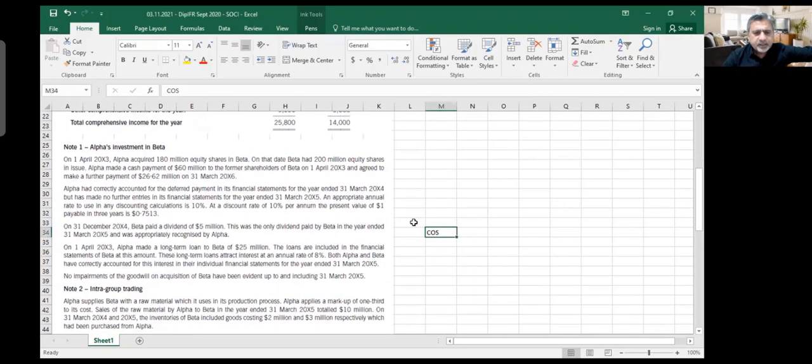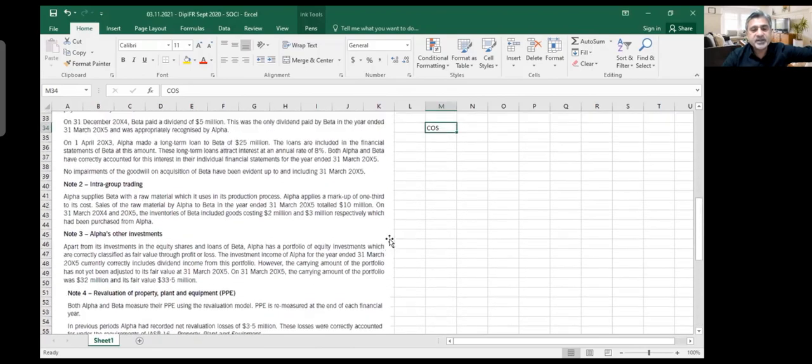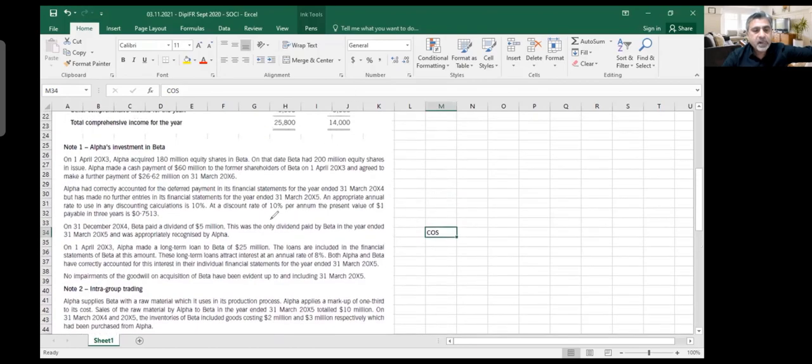The question requires us to prepare the consolidated statement of profit and loss and other comprehensive income of Alpha for the year ended 31st March 2005. And here they tell us that they acquired it on 1st April 2003. So you are preparing 2004, 2005. After 2 years, you are preparing. So in the first year, at the end of year 1, they had correctly accounted for the deferred payment in 31st March 2004, but has made no further entries in its financial statements for the year ended 31st March 2005.